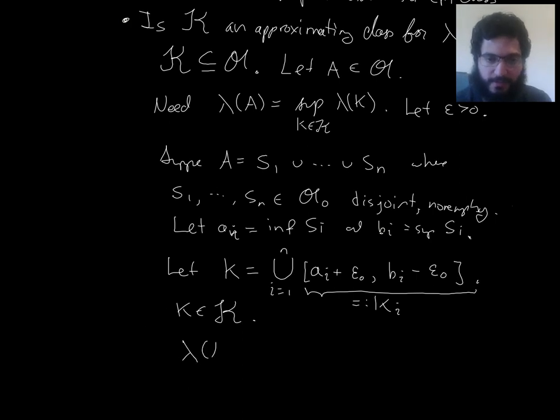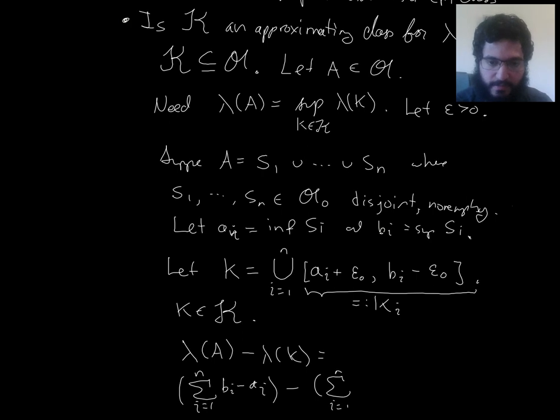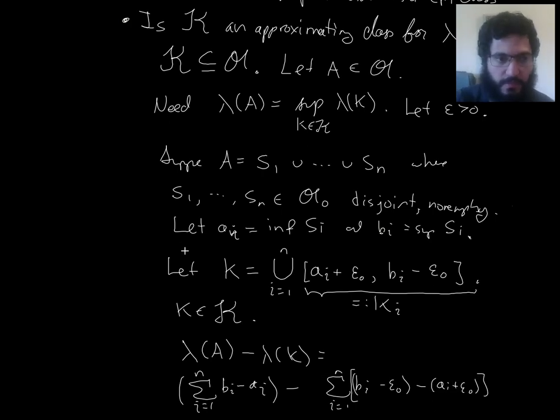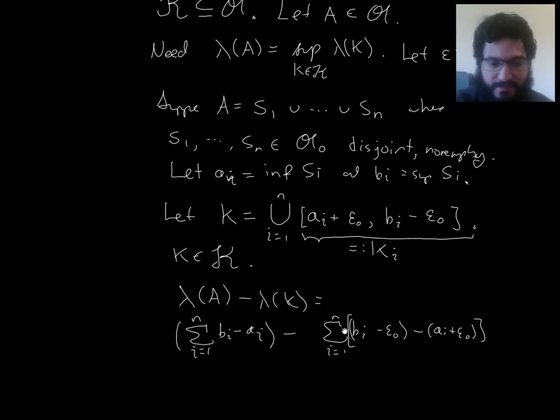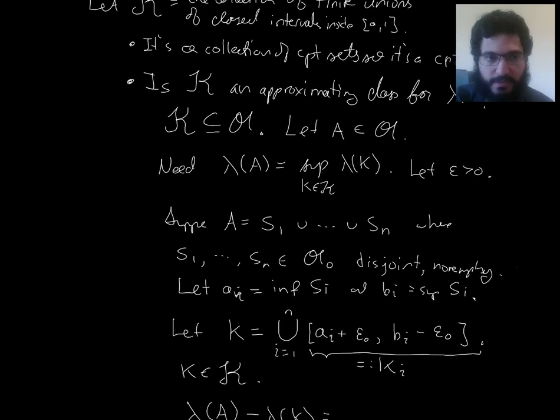Then can you see what's going to happen when I look at the difference lambda A minus lambda K? So lambda A is going to be the sum of these, bi minus ai, and then lambda K is going to be the sum of these here. Oh, I just realized that I wrote some nonsense up here. This is not the supremum over all K in the compact class. It's the supremum over the K in the compact class that are inside of A here, right? That was the condition called leaf last time that we need now.